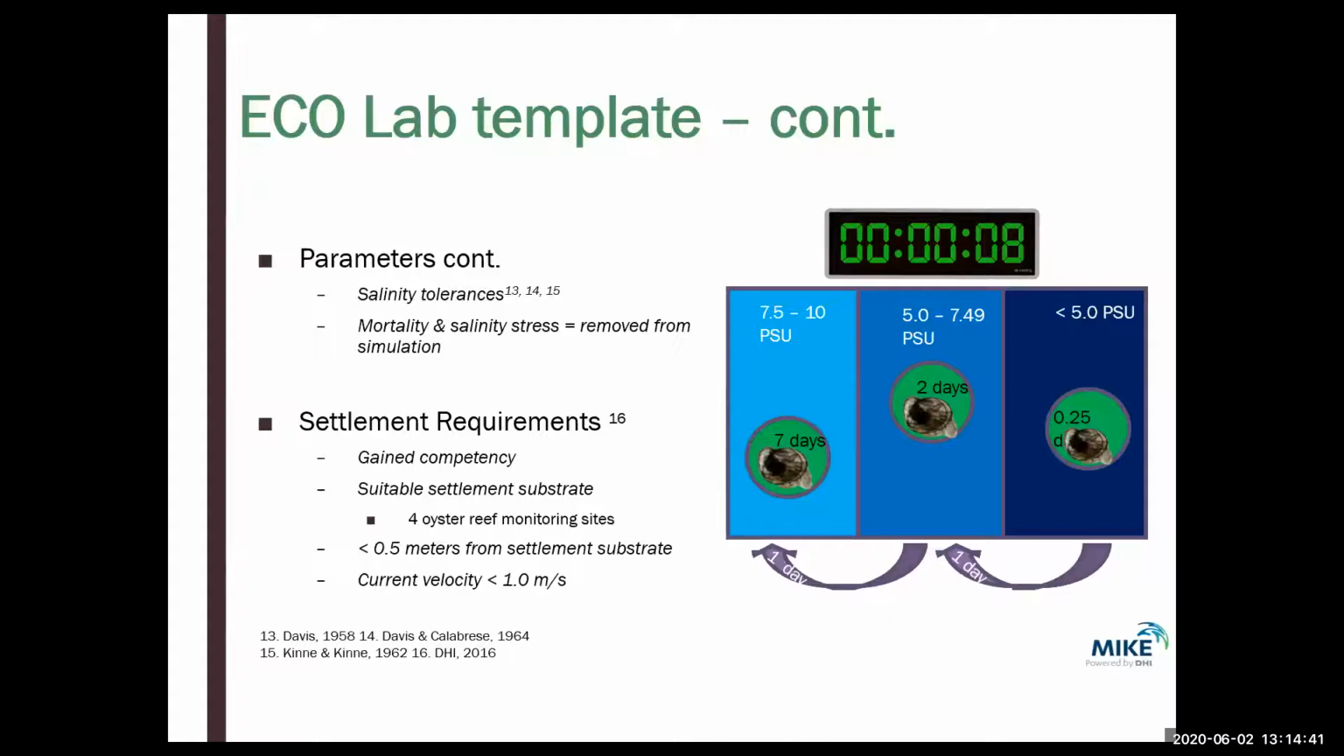And also, for an agent within the simulation to successfully settle onto oyster reef habitat, it must meet 4 different requirements. First being, it must gain competency, meaning that it successfully developed through that 10-day period. The agent must be located within 5 meters of 4 oyster reef monitoring sites, which I'll show in the next slide. And the current velocities around those 4 sites must be less than 1 meter per second. Next slide, please.